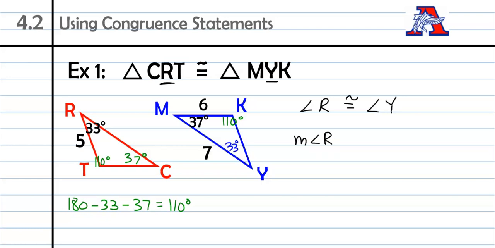Okay? If I said, what is the measure of angle R? Okay, that's different. We're not going to answer with angle Y this time. Since we're looking for the measure, we're going to use an equal sign, and we're actually going to write down the measure of angle R. The measure of angle R is 33 degrees.